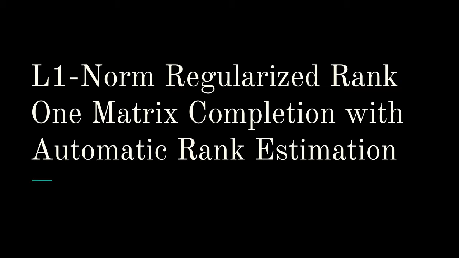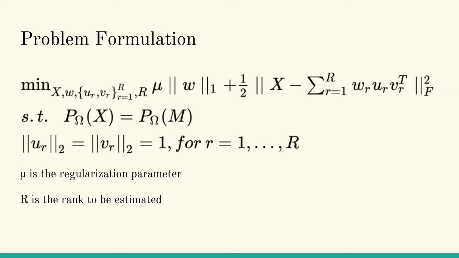Here we will see how we can estimate the rank automatically, unlike R1MC where we assume the rank. This is similar to R1MC with an extra L1 norm regularization on the weights vector. And also we have R in the minimizing target, which means we will be finding the rank in the due course of optimization. We all know that the number of non-zero entries in the weight vector decides the rank of the completed matrix. Mu is called the regularization parameter, which essentially weighs the L1 norm regularization objective.